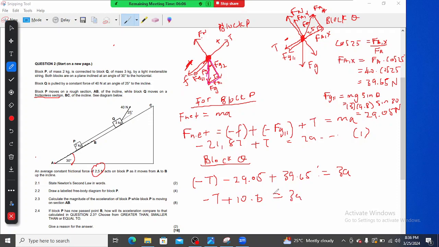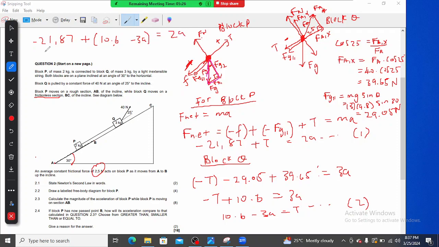So we can take this to the side, so we can actually take 10.6 minus 3a equal to T. So now we have the tension equal to 10.6 minus 3a, right? This is our equation 2. So we can substitute equation 2 into equation 1, right? So we use equation 1: minus 21.87 plus, where there's T, we plug in 10.6 minus 3a, equal to 2a, right?